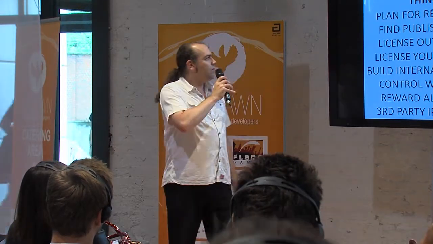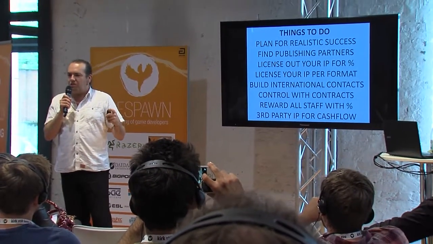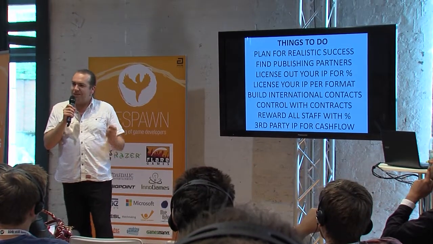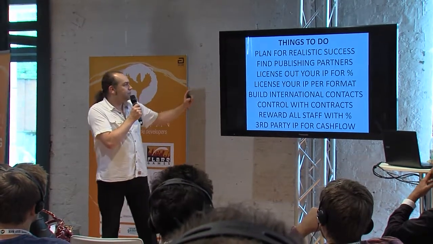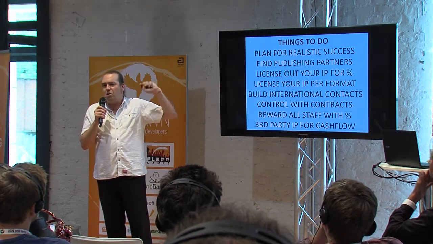Things to do. Plan for realistic success. Plan at the start like you are going to be successful. If you're planning like you're going to fail, there's no point. That means the way you structure things. Find publishing partners, distribution partners, marketing partners, call them what you will.